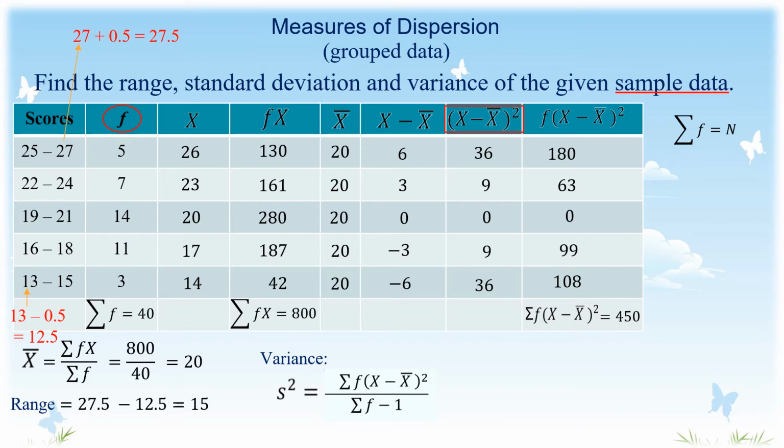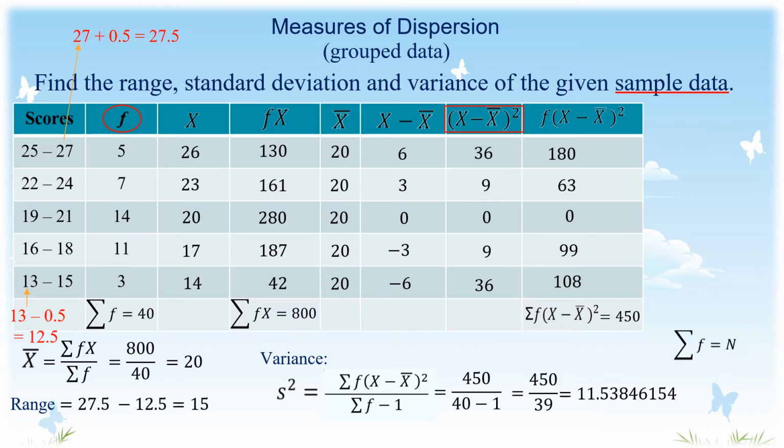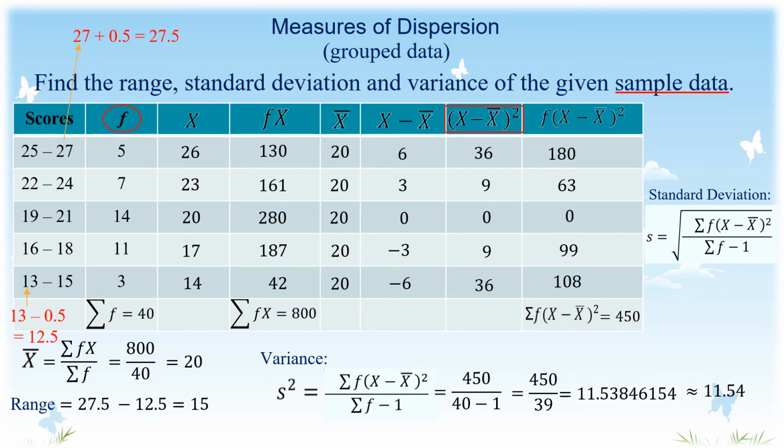Now for the variance, we are going to use the formula summation f times x minus mean squared over summation f minus 1. Substituting the values, we get 450 over 40 minus 1, which is equal to 450 over 39, which is approximately equal to 11.54. And to get the standard deviation, it is the square root of your variance. So it would be equal to the square root of 11.54, which is approximately equal to 3.40.